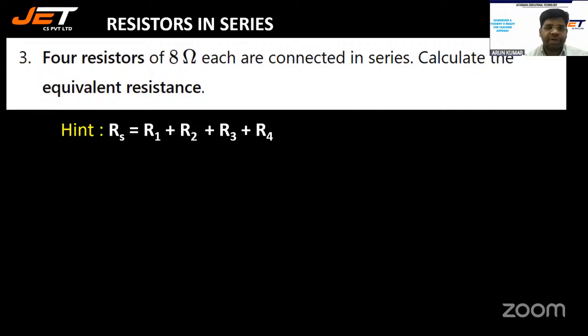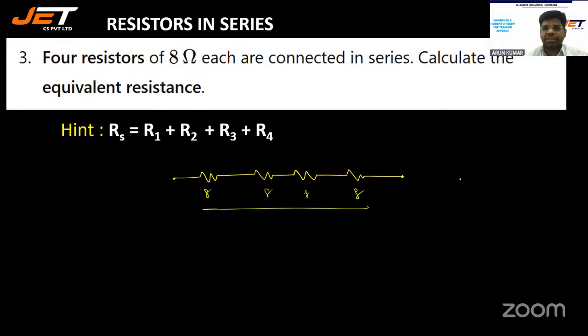Look at this one. Four resistors of 8 ohms each are connected in series. Calculate the equivalent resistance. So I've got 4 resistors of 8 ohms in series: 8, 8, 8, and 8. So what is the equivalent resistance? R1 plus R2 plus R3 plus R4, which is 4 into 8, is 32. All right. So these are simple questions, students, which you are able to do. And the previous one was a good one, and you've done it.